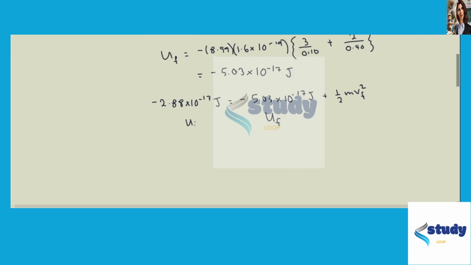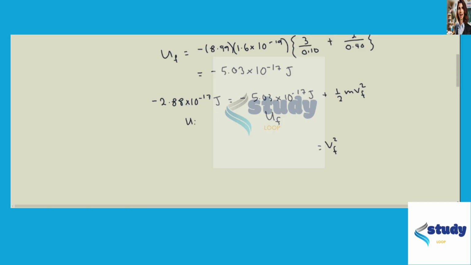Working this out, I don't want to show too many of the intermediate steps, but what I finally wind up with is v final squared is equal to 4.72 times 10 to the 13th. And that should be in meters squared per second squared. We won't worry too much, we've been using SI units. So taking a square root, we wind up with a fairly high speed.